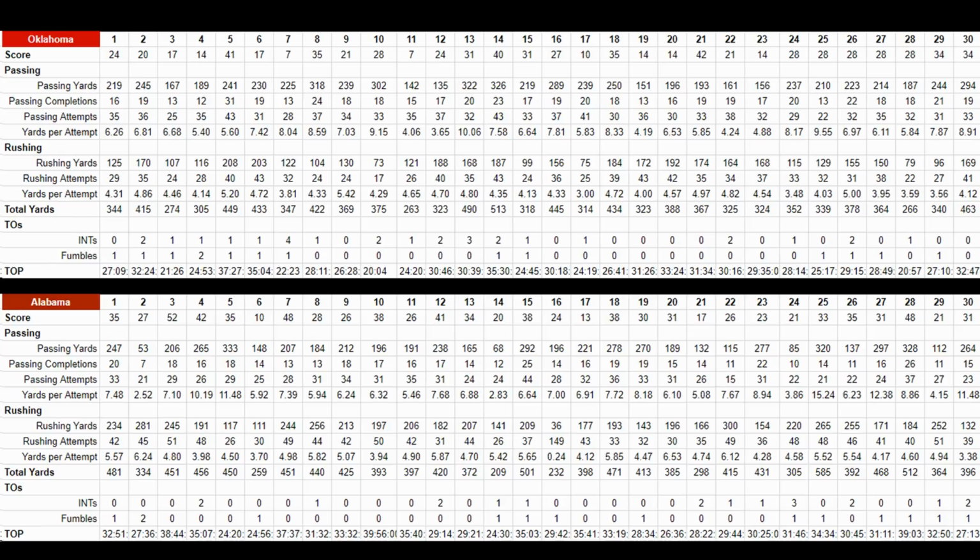At the top, you'll see the Oklahoma statistics and score, time of possession, total yards, rushing, passing, all of those things. And below, you'll see the Alabama statistics and scores. Later on, I'll dive into what the differences were when Oklahoma won and when Alabama won, but I wanted to give you a snapshot of these statistics.